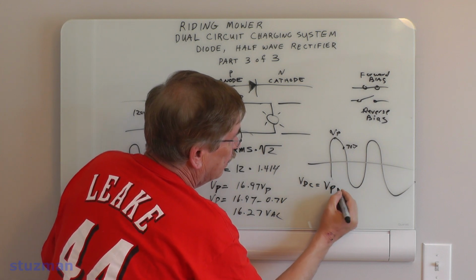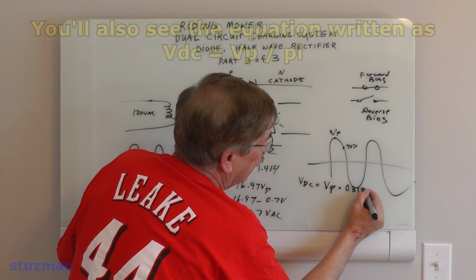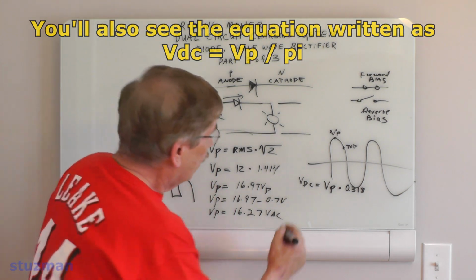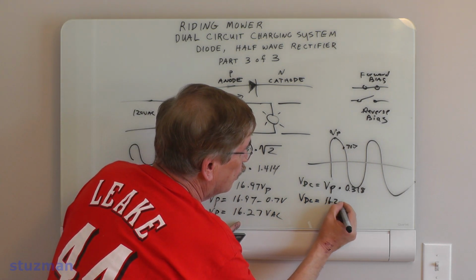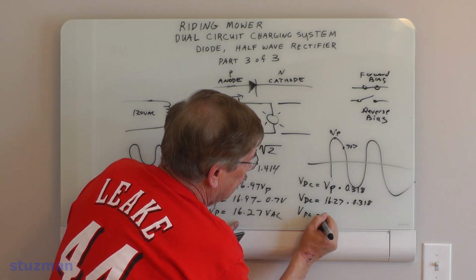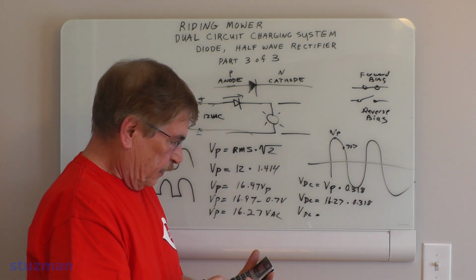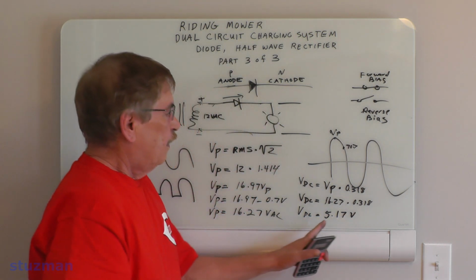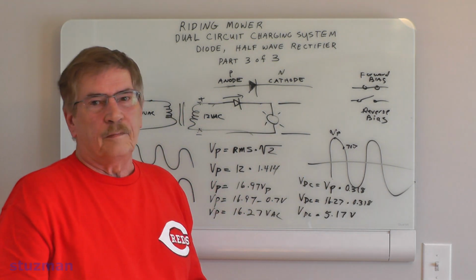But now we have to get the voltage DC out. We take the voltage peak and multiply it by 0.318. In other words, we're taking 31.8% of that peak, and that's going to give us our DC output voltage. So if I take my 16.27 volts peak times 0.318, my volts DC is going to be 5.17 volts. 5.17 volts, that's all I'm getting out here across that light bulb.